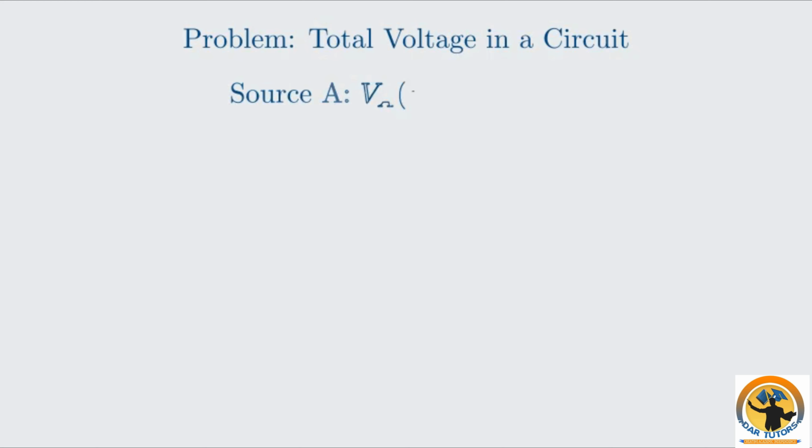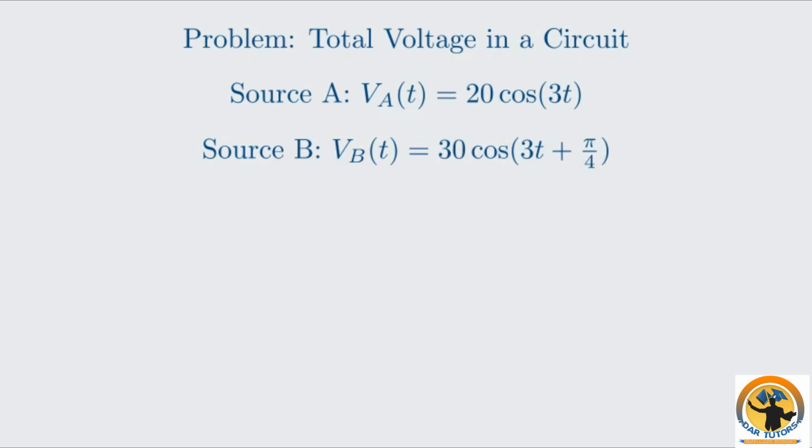in the physical sciences. Consider two voltage sources in a circuit. One provides V_A equals 20 cos 3t volts, and the other provides V_B equals 30 cos(3t plus pi over 4) volts. We want to find the total voltage, V_T, in the form A cos(3t plus B).